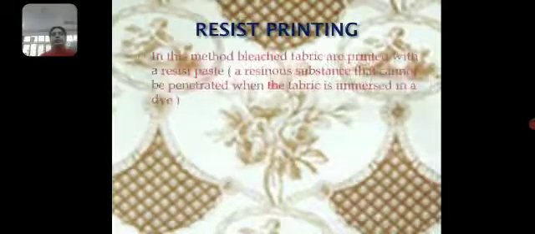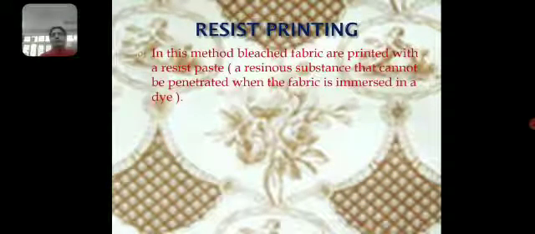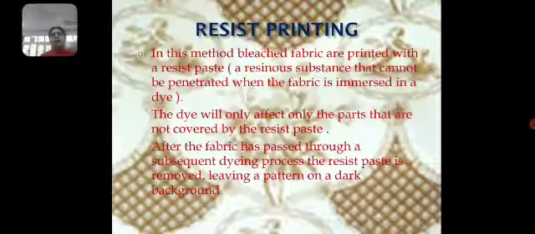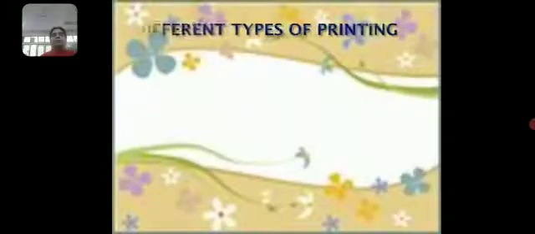Now resist printing. In this method the bleached fabric is printed with the resist paste, and the dye will affect only the parts that are not covered by the resist paste. The fabric is passed through the subsequent dyeing process and the resist paste is removed, leaving the pattern on a dark background.